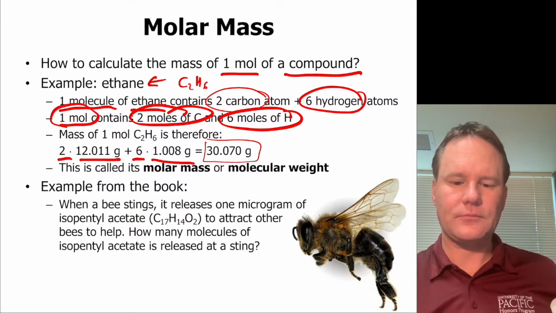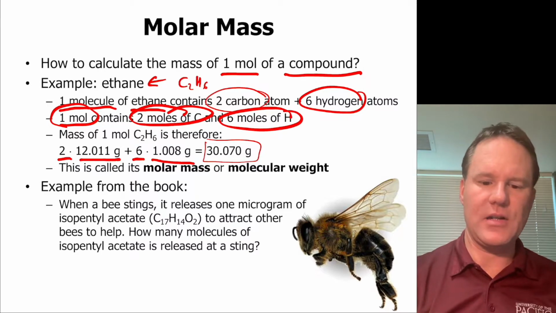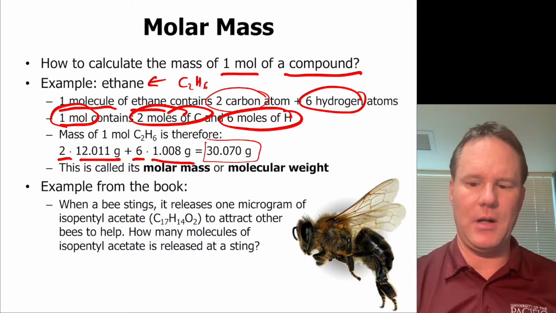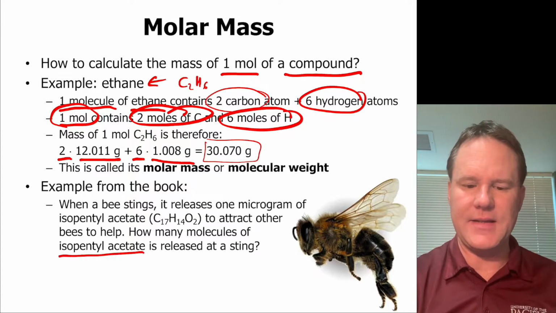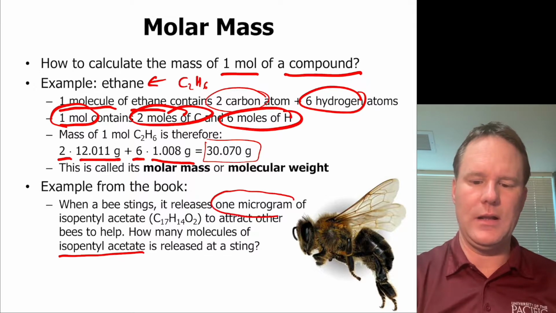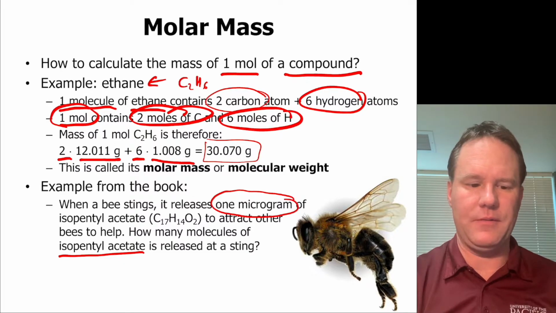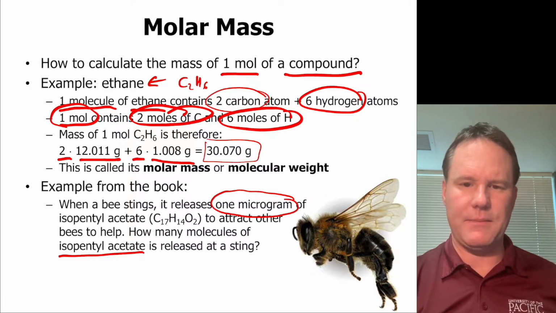Okay. Now, how can we do a calculation with it? Let's look at the simplest calculation. How many molecules of isopentyl acetate are released in a bee sting when one sting will release 1 microgram of this isopentyl acetate? So how do you calculate the molar mass of something more complicated?